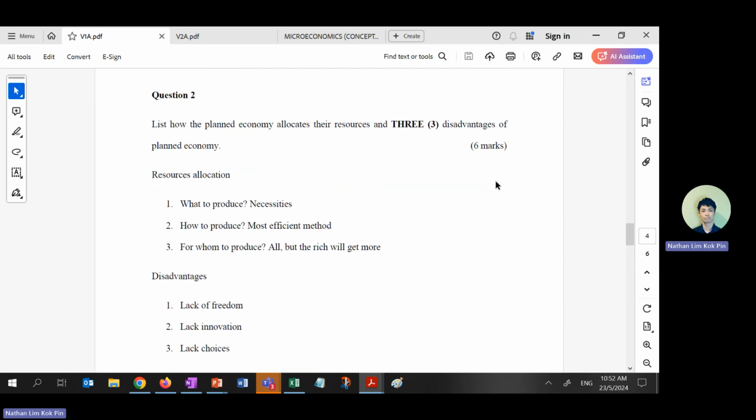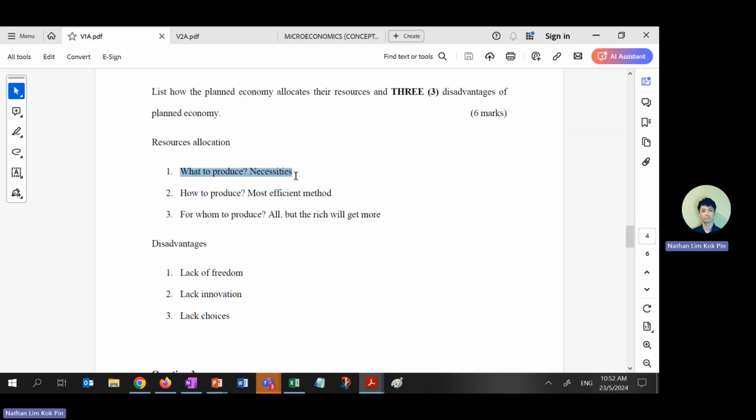Right? Question 2. How planned economy? Some people don't know what is a planned economy. I saw you all highlight. What is a planned economy? Oh my god, are you serious? Asked you all to study already, never study, right? Right? Resource allocation.